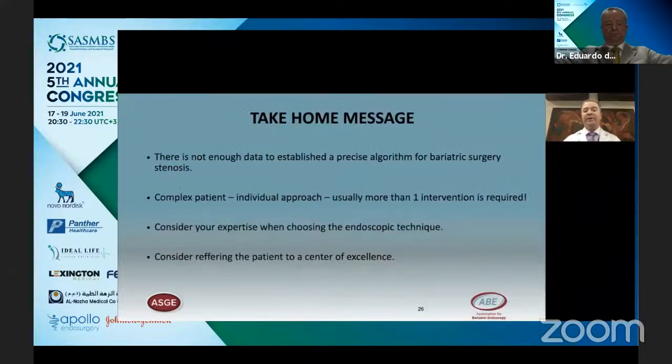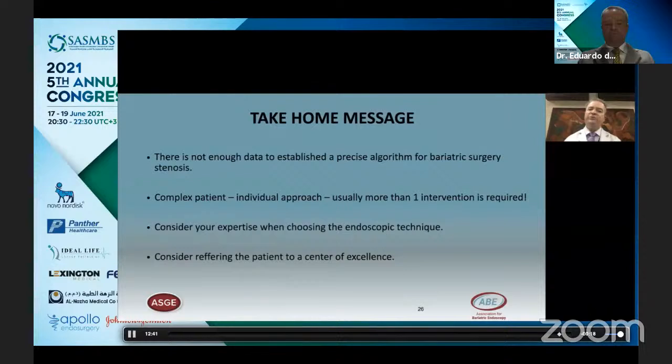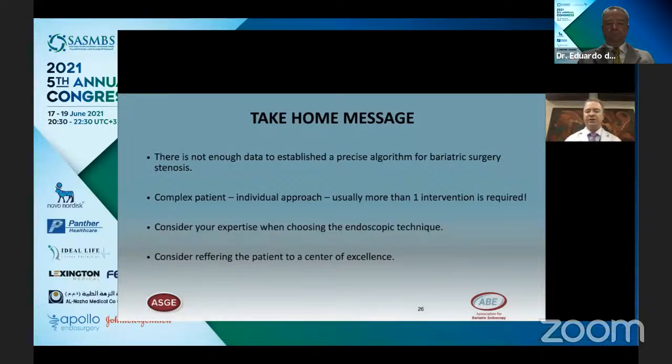Take home message. There is not enough data to establish a precise algorithm for bariatric surgery stenosis. Complex patient, individual approach. Usually more than one intervention is required. Consider your expertise when choosing the endoscopic technique, and consider referring the patient to a center of excellence.